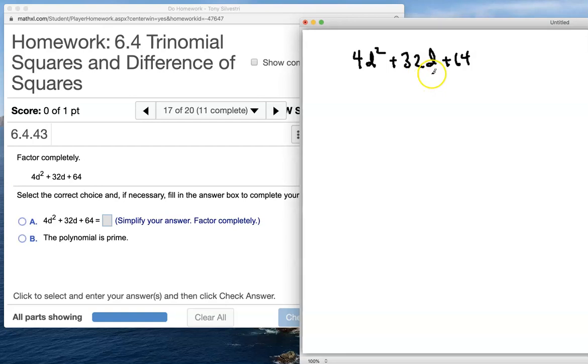And whenever you factor, you try to do the greatest common factor. Can we pull anything out? Yes, we can pull out a 4. You've got to always pull out the greatest common factor. When you pull out a 4, you divide everything by 4. 4 into 32 is 8, and 4 goes into 64 16 times. And then you try to factor this.